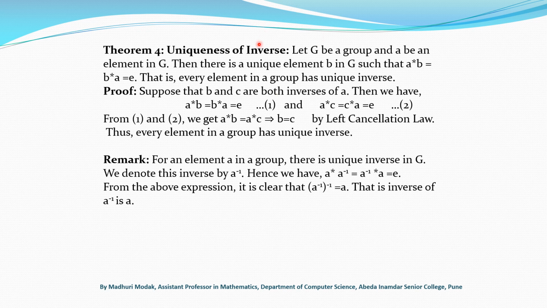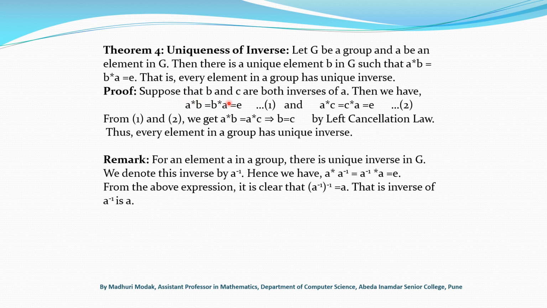See the statement: let G be a group and let A be an element in G. Then there is a unique element B in G such that A star B equal to B star A equal to identity. That is, every element in a group has a unique inverse. Now, similar to the proof of uniqueness of identity, to show that each element has a unique inverse, we consider that the element has two inverses and then we show that they are the same, not different. Suppose that B and C are both inverses of A. Finally, we show that B and C are equal.